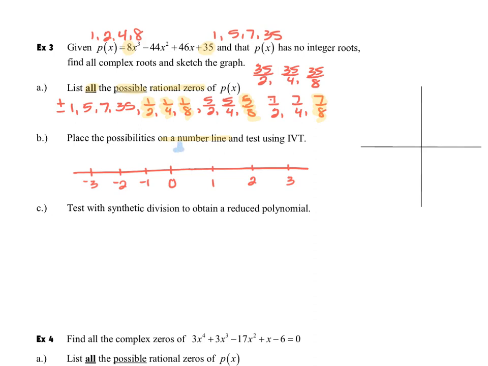I have my 1/2 that I can put here. I have a 1/4. I have a 1/8. I have my 5/8. And I have my 7/8. So those are all rational zeros that fall between 0 and 1. Then I can go ahead and I can grab the ones that fall between a 1 and a 2. And if I put those on my number line, I get a 5/4.